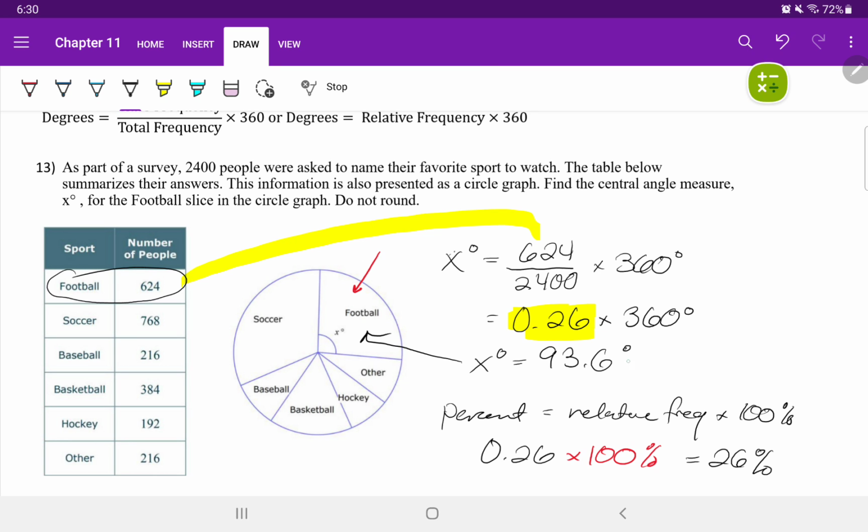I don't have a percent here. I meant to put degrees. My apologies. So that's the answer for the question. And this is just an application to percentages.